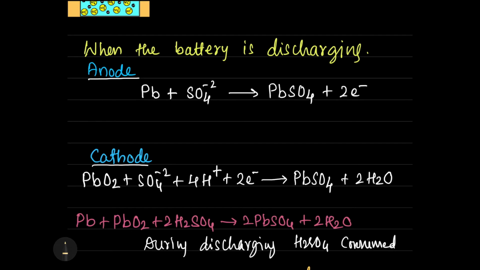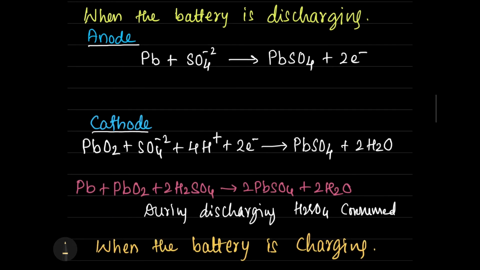In the anode, the lead and sulfate are going to react to form lead sulfate and lose their 2 electrons. Here the oxidation is happening. At the cathode side, lead oxide and sulfate are going to react with the acid and gain some electrons to become lead sulfate, and water is going to be formed.